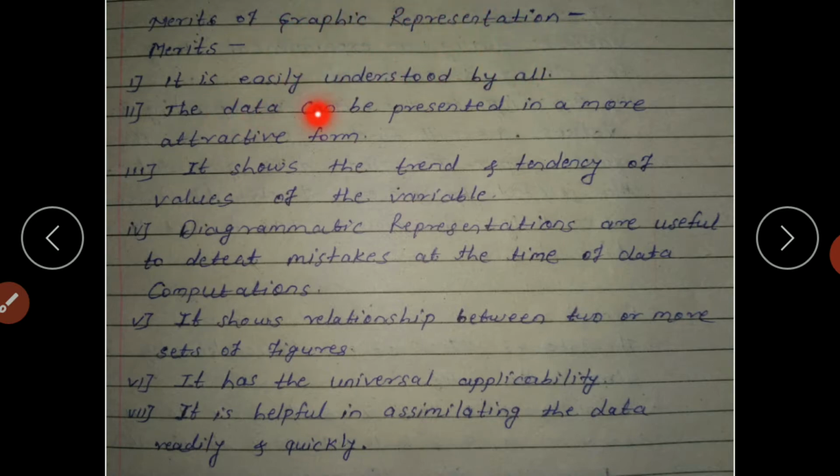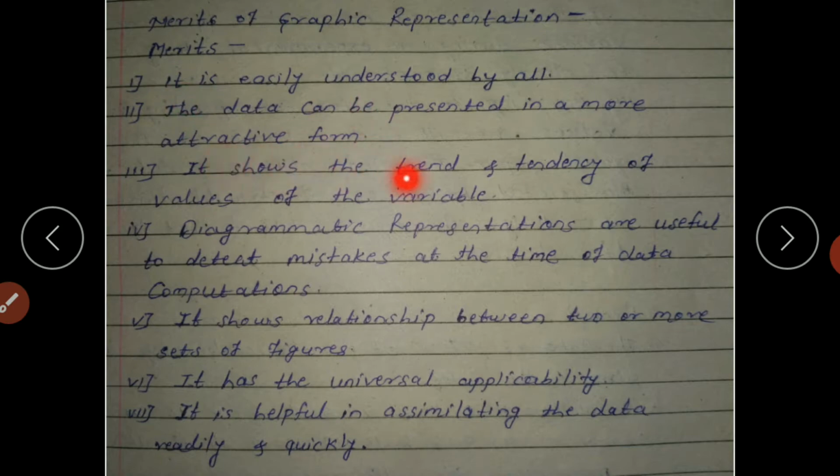The data can be presented in a more attractive form. With the help of these different types of graphic representation, we can represent our information in a more attractive form, so that interested people can read and understand it easily.